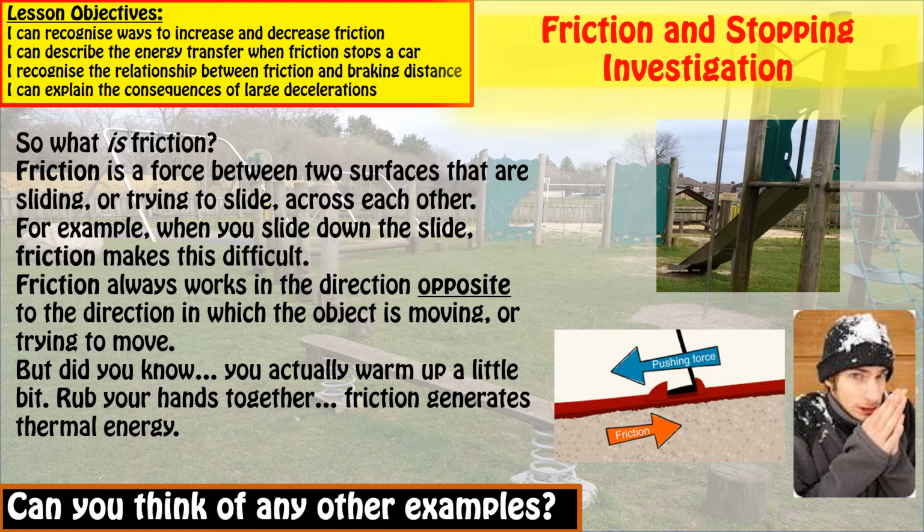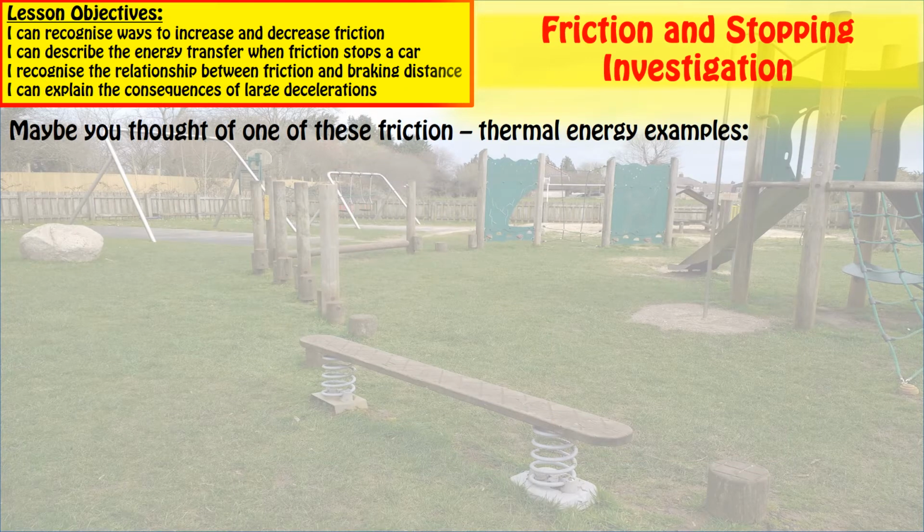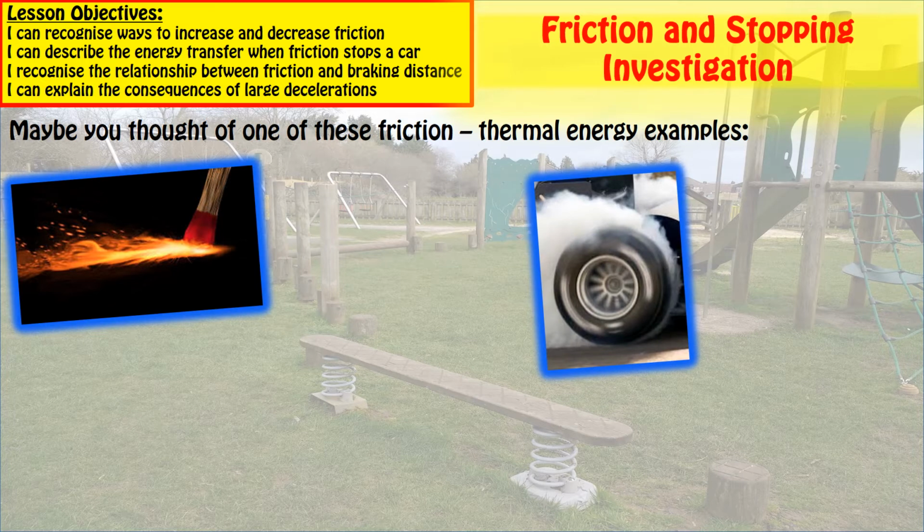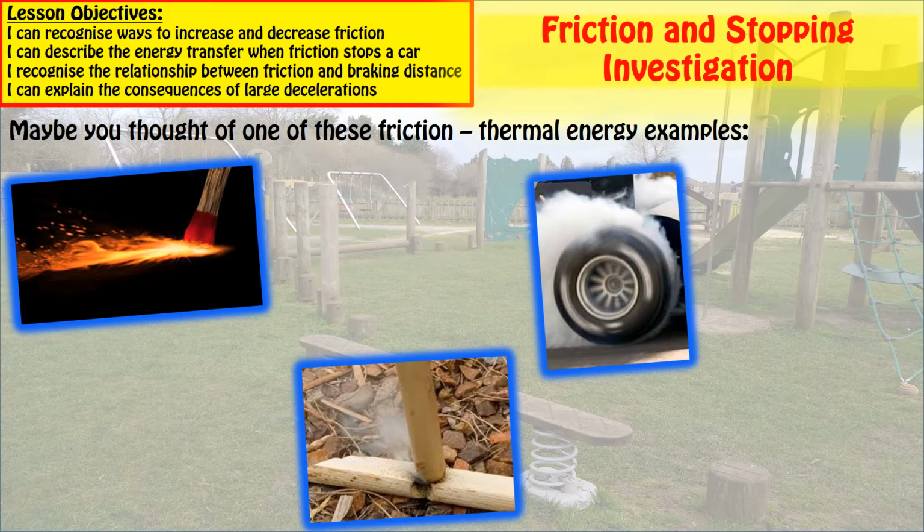Okay, let's have a look at some of the examples that I've thought of. Perhaps you thought of the same ones. So the first one I thought of was a match striking across a striker. Friction there between the striker and the match, and you can see the thermal energy being transferred there. Perhaps you thought about a tyre wheel spinning on the road, or perhaps one of those bushcraft tasks where they spin the wood on another piece of wood, and you can see the smoke being generated there.